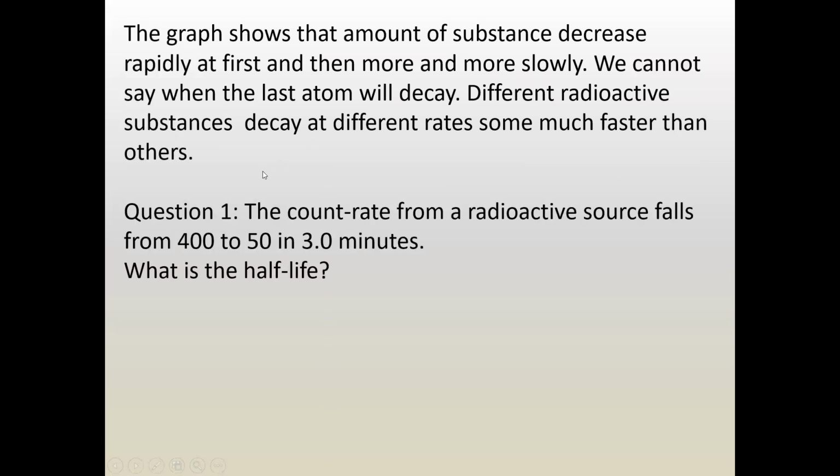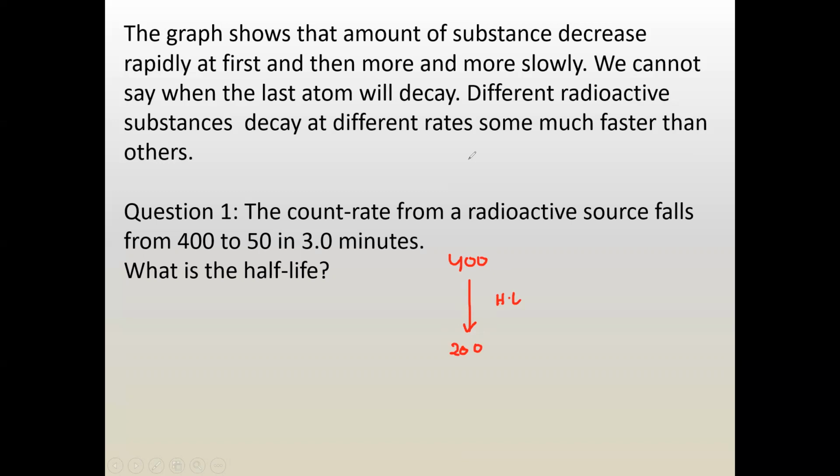Now some questions just to help you understand how to work out the half-life. Example: the count rate. Count rate means the radiation we detect from the source with a detector. It falls from 400 to 50 in 3 minutes. What is the half-life? How to work out a half-life? For example, first it is 400. Then when the time is one half-life, the 400 will become 200.